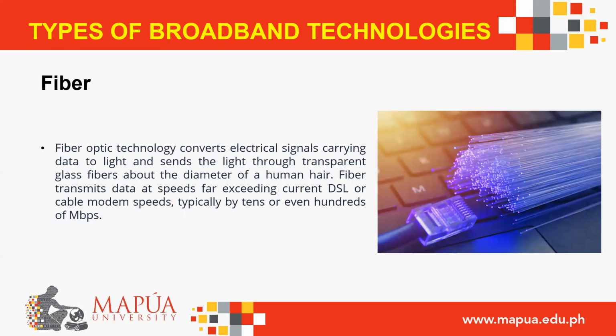The next type of broadband technology is fiber. Fiber optic technology converts electrical signals carrying data to light and sends the lights through transparent glass fibers about the diameter of a human hair. Fiber transmits data at speeds far exceeding current DSL or cable modem speeds, typically by tens or even hundreds of Mbps.